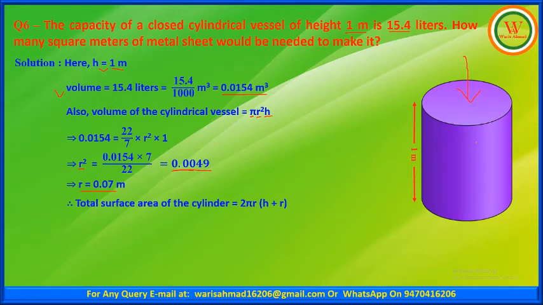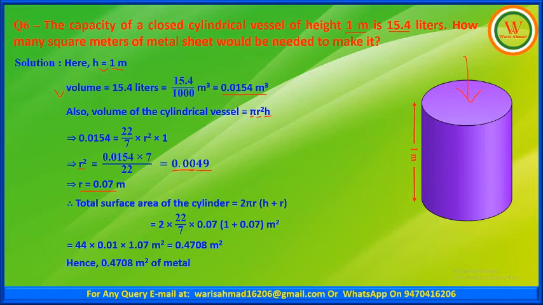After that, we have to assign the value of pi, that is equal to 22 upon 7. Radius, that we have already calculated, is 0.07. Height, that we already have, is 1 meter. So we can assign all these values here, and after calculating, we will have 0.4708 meter square. So this is the required answer. So finally we can write here, hence 0.4708 meter square of metal sheet would be needed to make this cylindrical vessel.